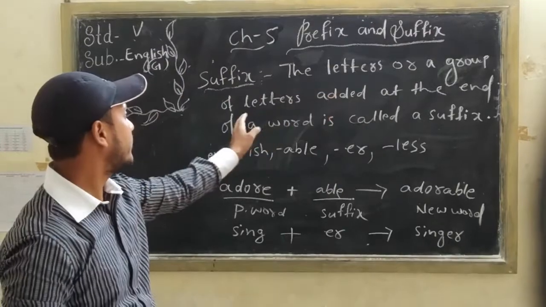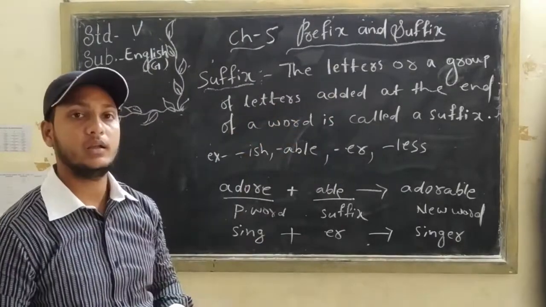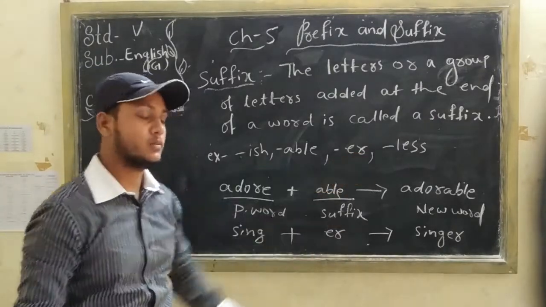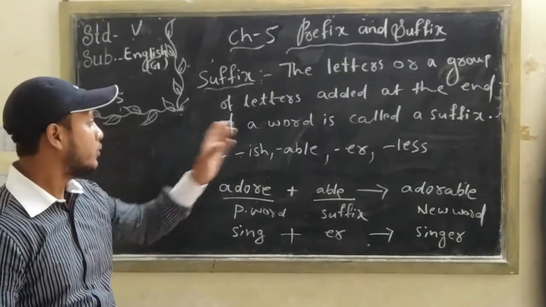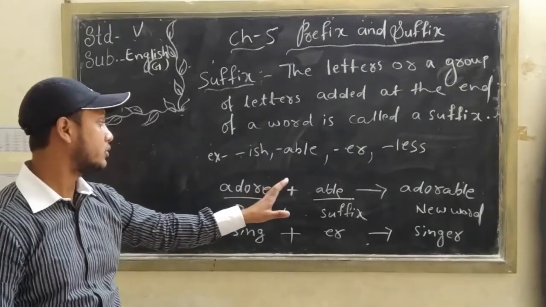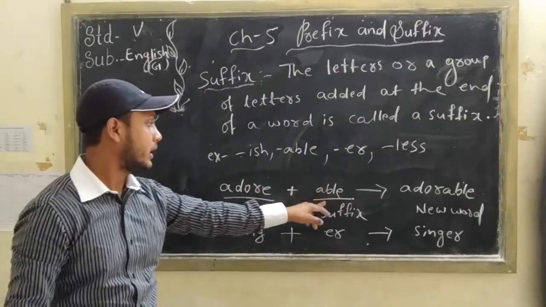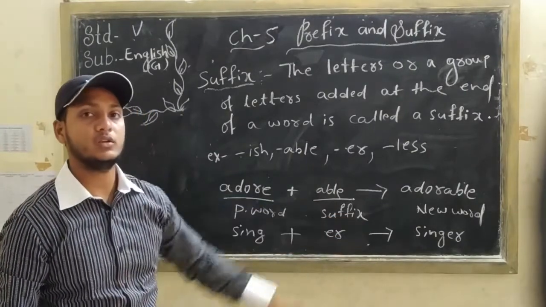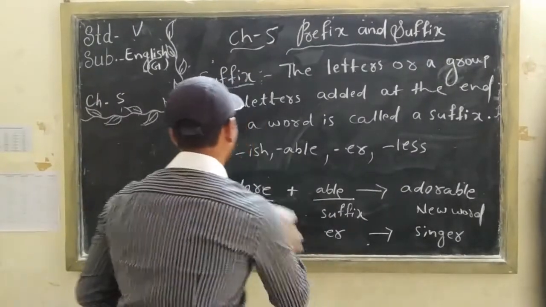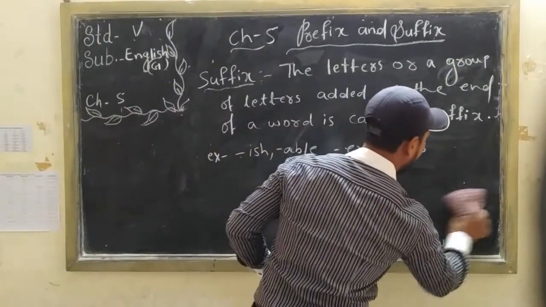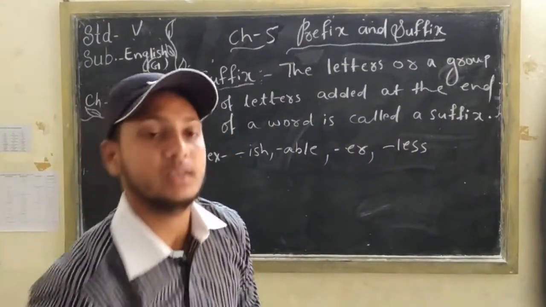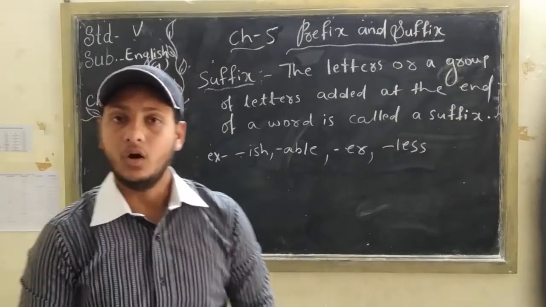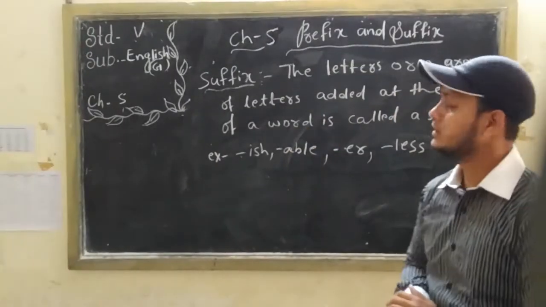The letters or a group of letters added at the end of a word is called a suffix. So these are the suffixes ish, le, er, les. We added these suffixes to some words like adore, able becomes a new word that is your adorable. Sing becomes a new word that is your single. Similarly, we can make some more new words also by the addition of prefixes and suffixes. So this is all about your prefix and suffix.